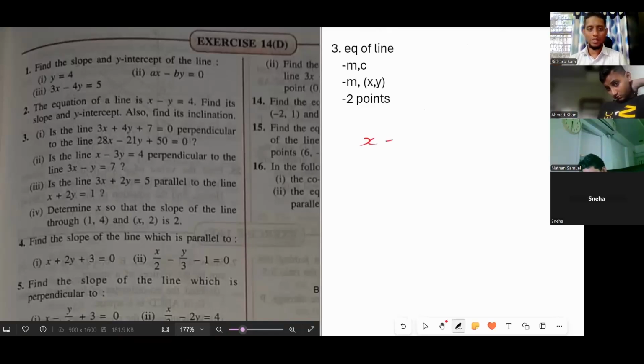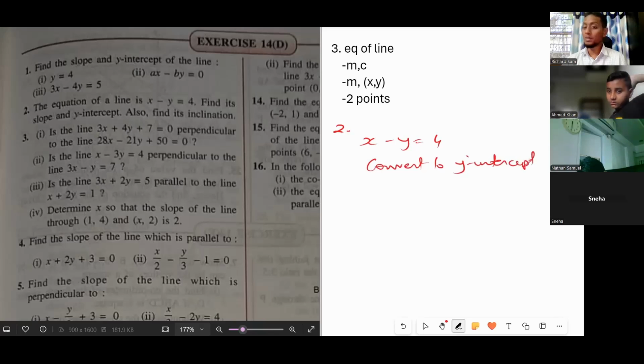So x minus y is equal to 4. Write this in the y-intercept form, which means make y the subject. If you take y on that side and 4 on this side, what will we get? y is equal to x minus 4. See, now this is of the form y is equal to mx plus c. We have written it in the y-intercept form.